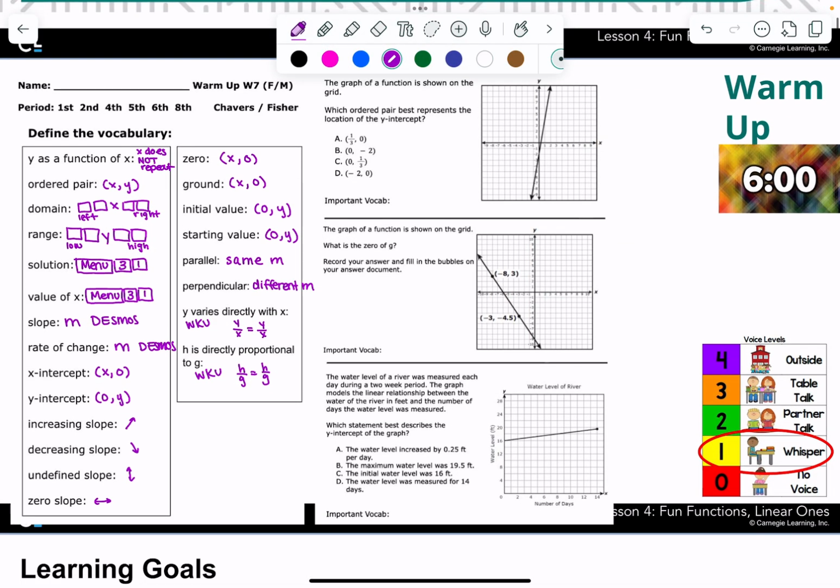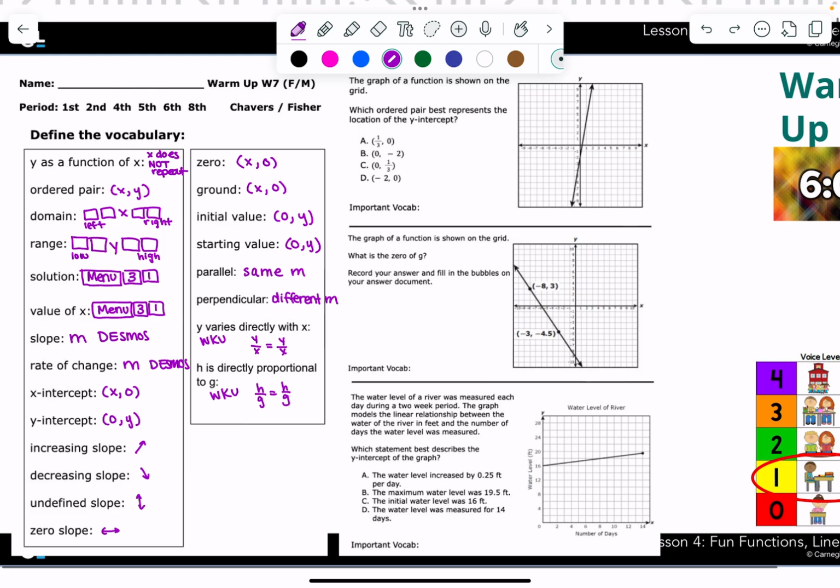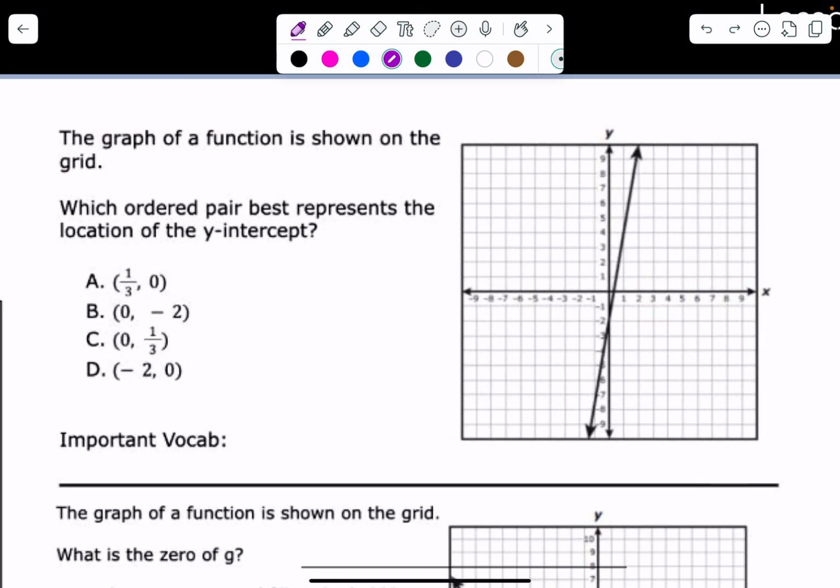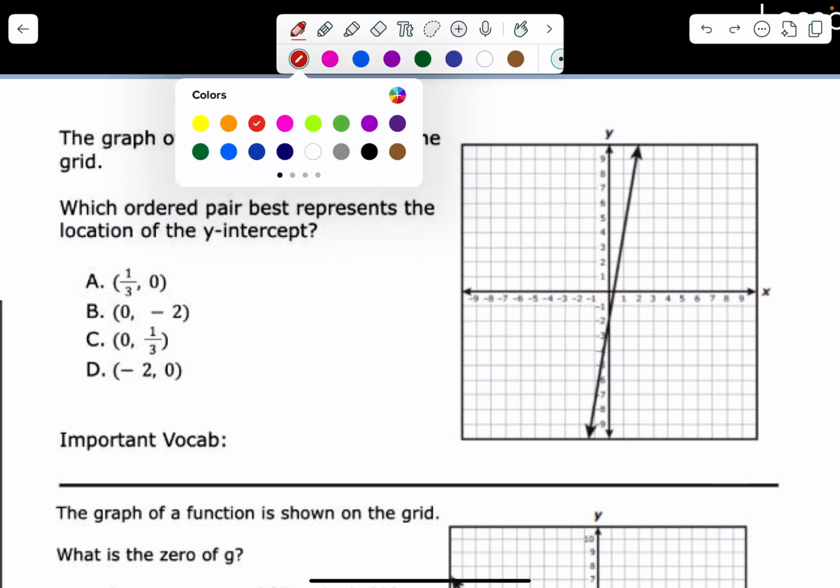All right, so here's your vocabulary, so go and get that copied. You can pause it. But now looking at the first question, it says the graph of the function is shown on the grid. Which ordered pair best represents the y-intercept of the graph?